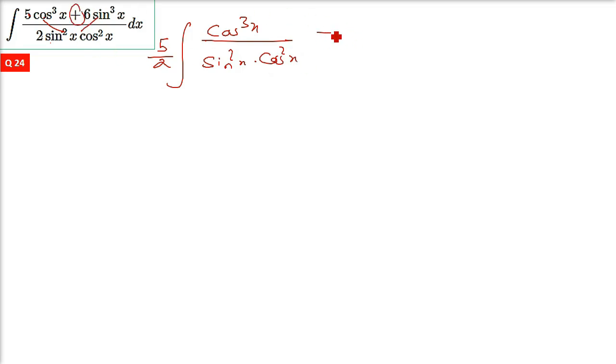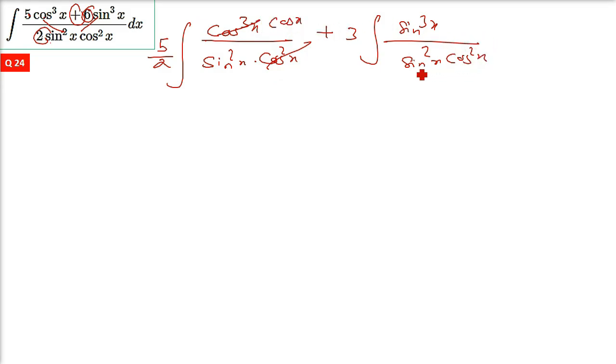Plus there is 6, there is 2, 6 by 2. So this will be 3. Integration of sin cube x divided by, we have sin square x and cos square x. Again, the same thing which we did in the previous question, you can just cancel these things out and we have the standard result.